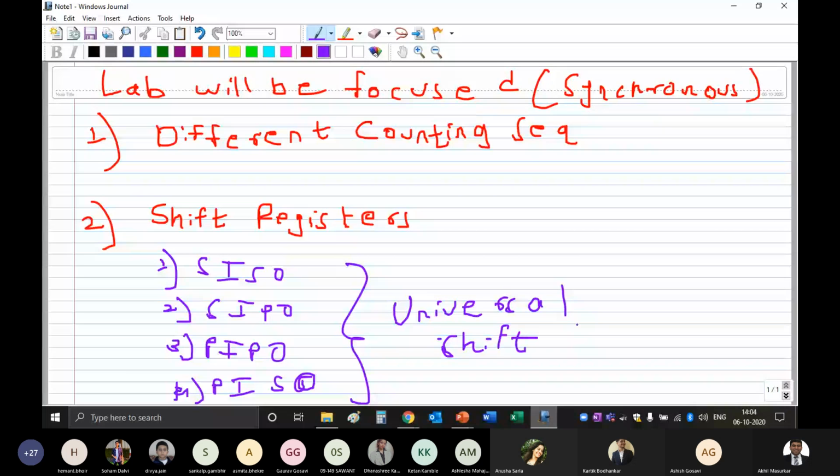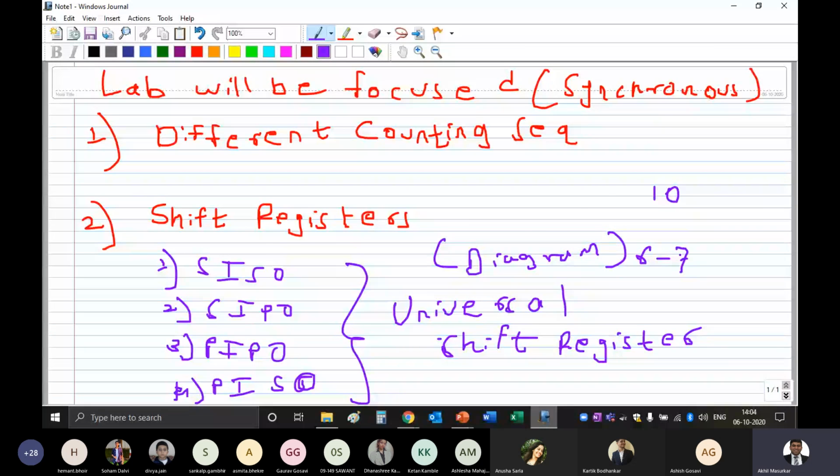Universal shift register. So many times in the exam they will ask you how a universal shift register works, and especially the diagram for the universal shift register. If it is asked for 10 marks, around 6 to 7 marks will be only for the diagram because it's huge. And the explanation would be just 3 to 4 marks, not more than that. So today's lab will be focused on these different counting sequences and shift registers.